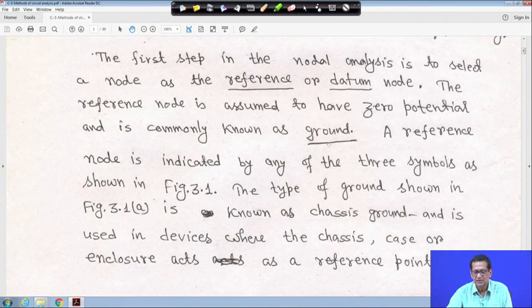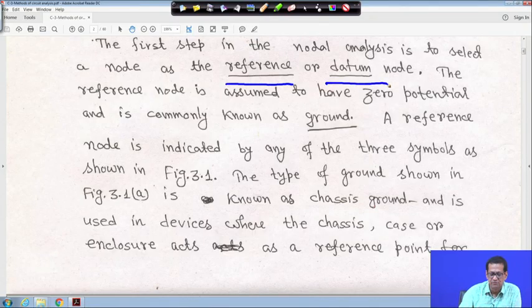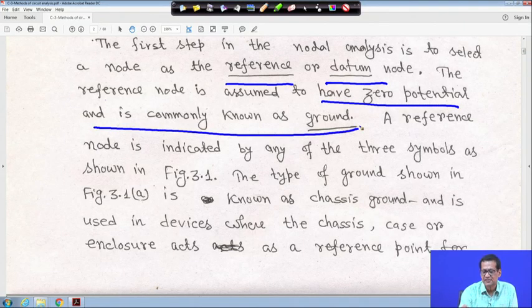The first step in nodal analysis is to select a reference node or datum node. Sometimes we call it a reference node or datum node. The reference node is assumed to have 0 potential and is commonly known as ground. So the reference node is a ground node. The reference node is indicated by any of the 3 symbols, as shown in figure 3.1.